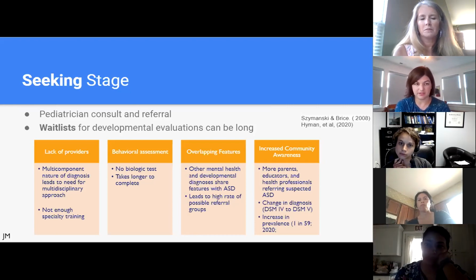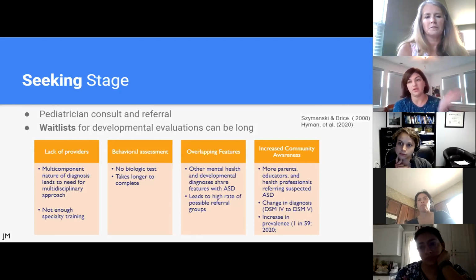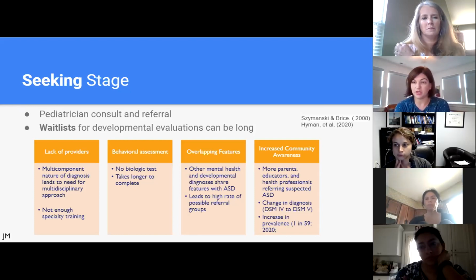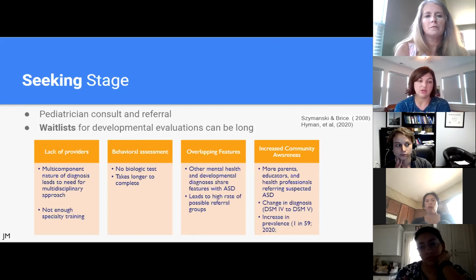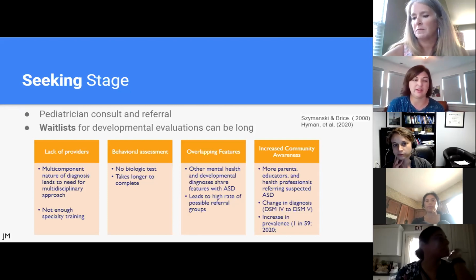So unfortunately, the reality is, though, that there's quite a long wait from that point of referral to the developmental evaluations to being seen. And obviously, it's multifactorial why this is happening, and below we've listed some of the reasons. There is a lack of providers who will have enough specialty training in this area. Also, as we talked about, because of the co-occurrence of so many different diseases and disorders, we need multiple team members on a team. And so that takes up more providers.